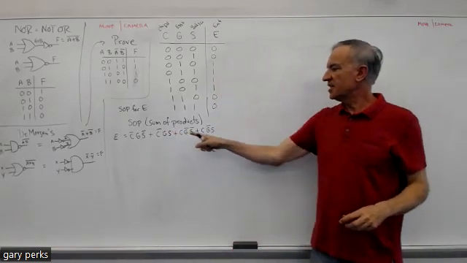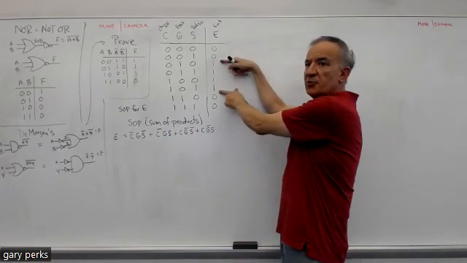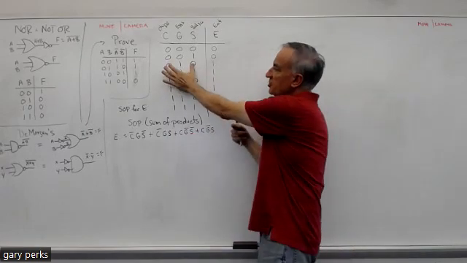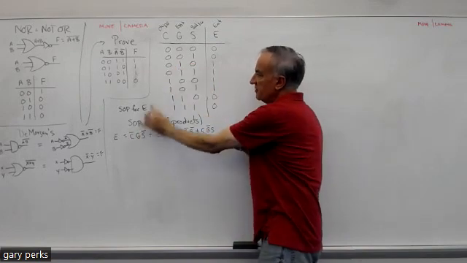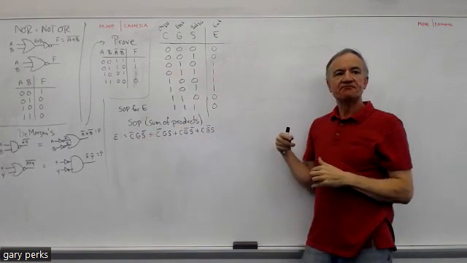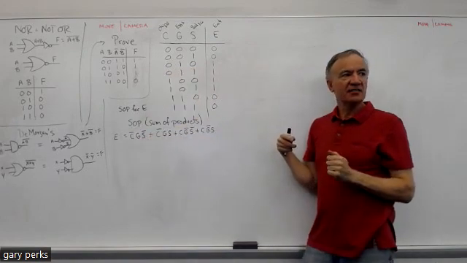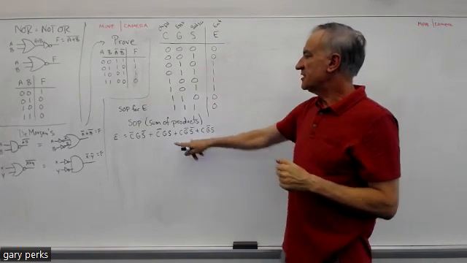Right, so does everybody see how I get this sum of products? I'm just looking at where the output of the truth table is a 1, and then I'm just writing the term based on these inputs. If it's a 0, it gets a bar. If it's a 1, it doesn't get a bar. Okay? All right, so this is SOP, sum of products.